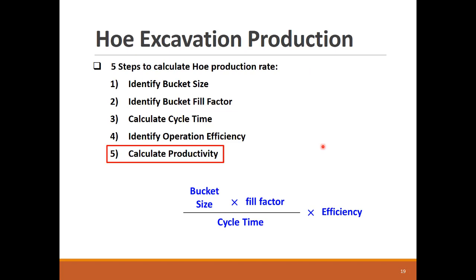Finally, the last step is to just plug in all the values you identified in the previous steps into the formula to calculate the excavation productivity of a hoe.